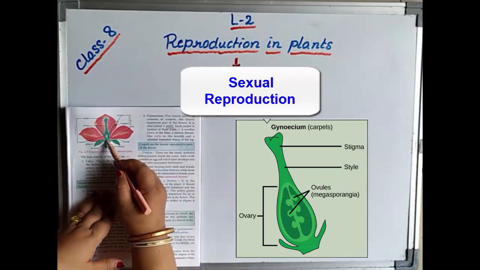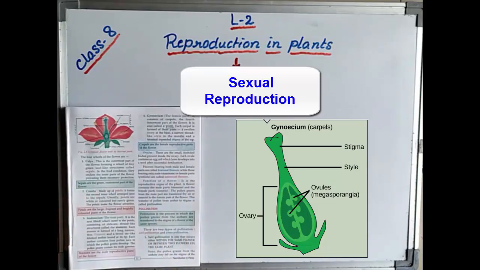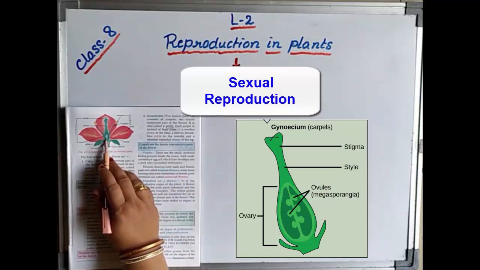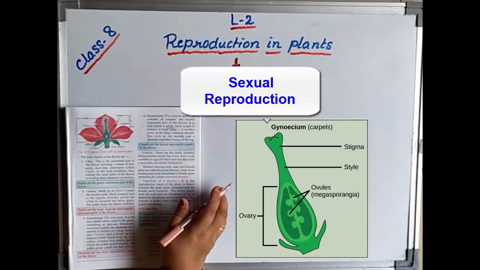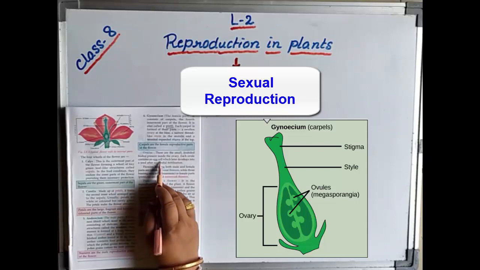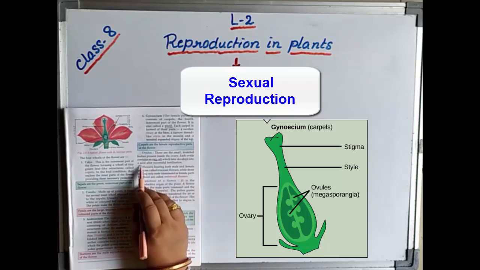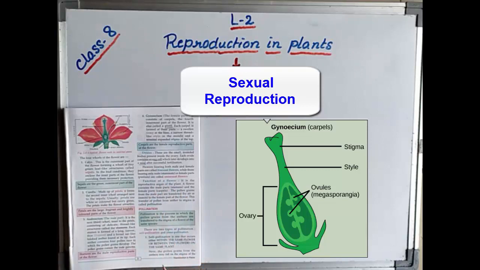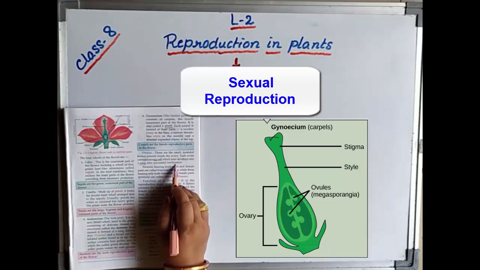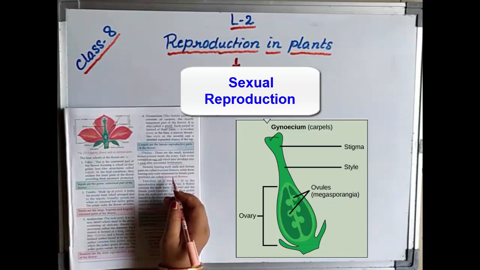Now coming to the ovary, what it contains. It contains ovules. These are small rounded bodies present inside the ovary. When you cut the ovary, you can see that each ovule contains an egg cell, which later develops into a seed. That means the ovule later develops into a seed after successful fertilization. When the fertilization is over, the ovule matures into a seed.